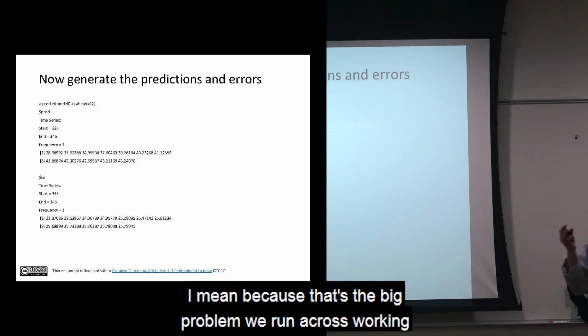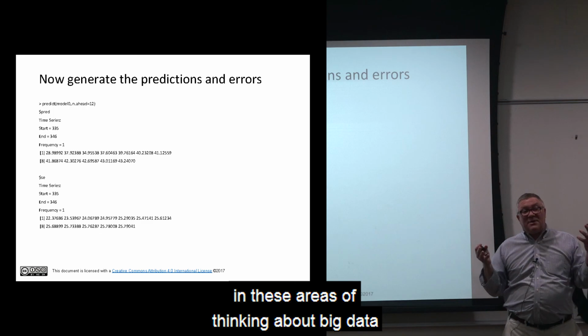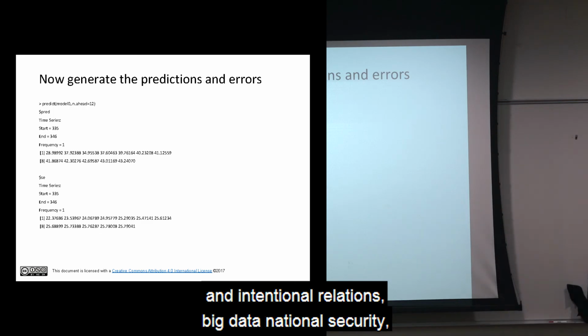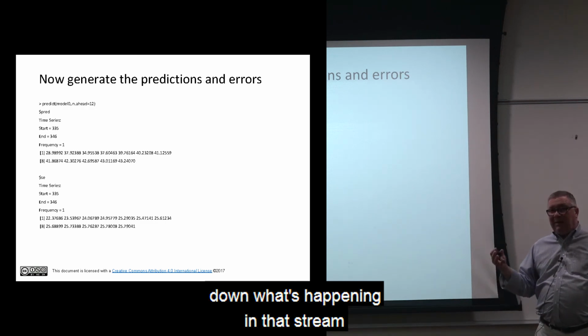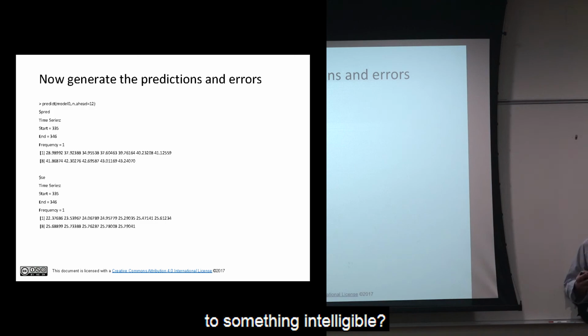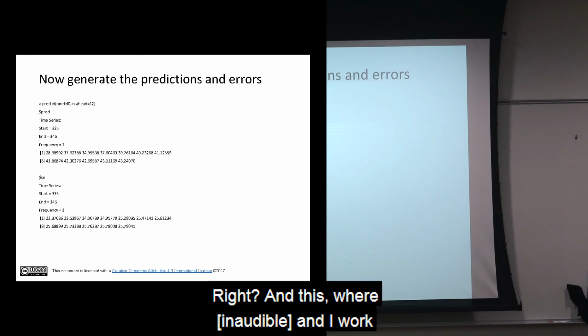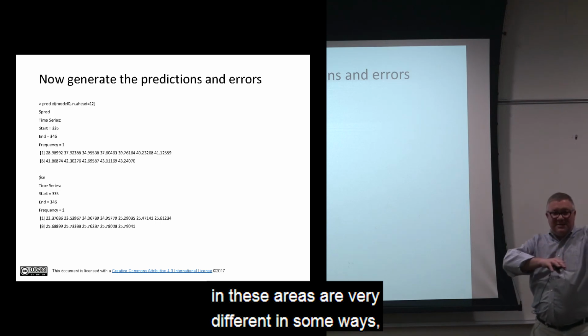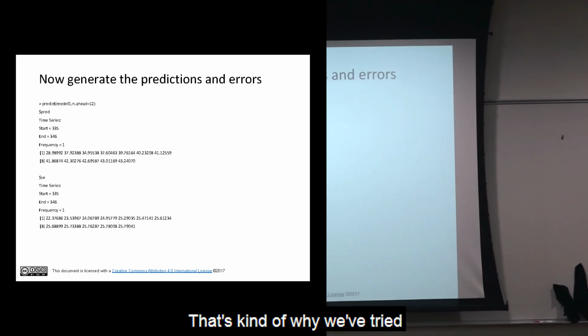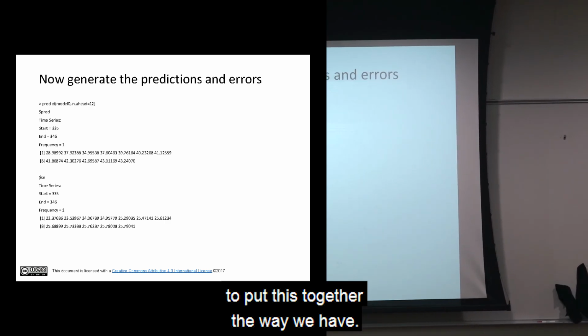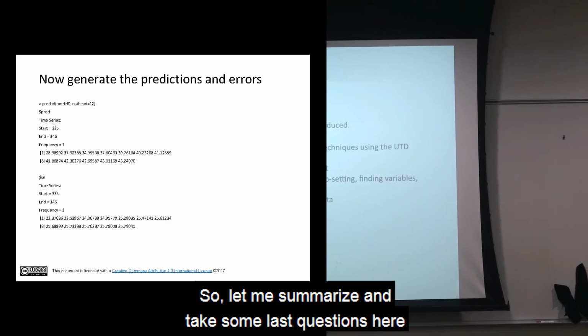Because that's the big problem we run across working in these areas of thinking about big data and international relations, big data, national security, in big data and streams: how do we reduce down what's happening in that stream to something intelligible, right? And where Lautefer and I work in these areas are very different in some ways, but very complementary in others. That's kind of why we've tried to put this together the way we have.